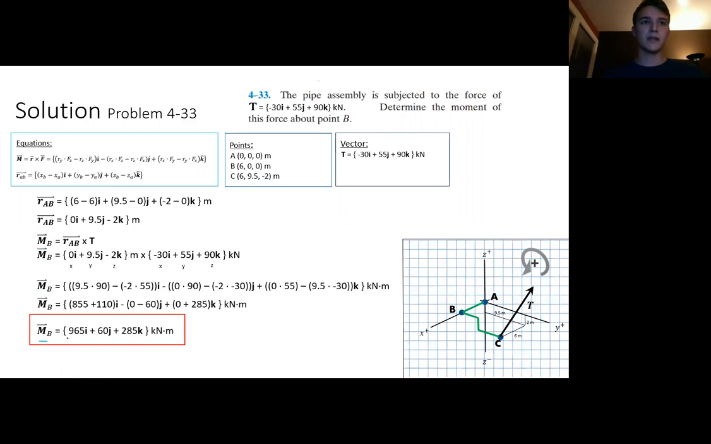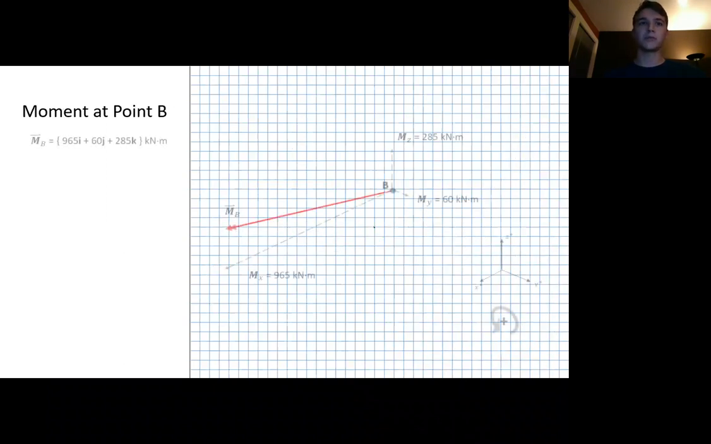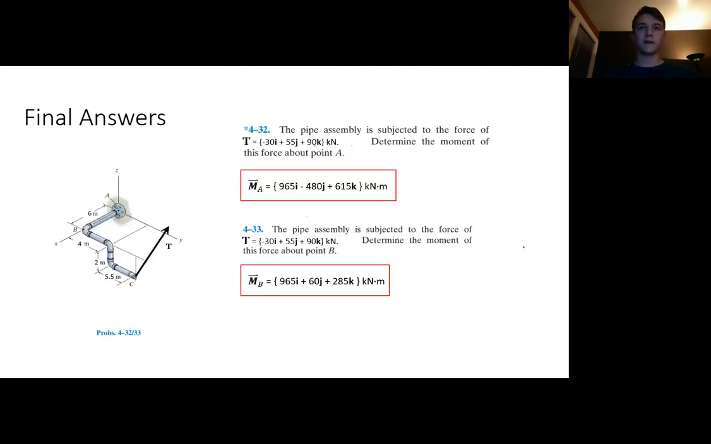And you'll notice that the x coordinate has not changed at all. And that's because we're moving along the x-axis here. So the perpendicular distance of the y and z does not change, so neither does the x. So here's the moment for point B and the components of the moment. And here are our final answers.